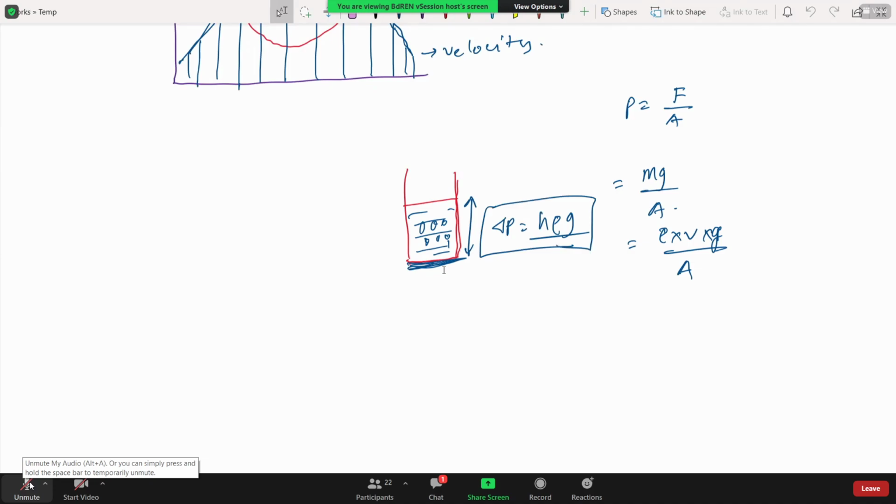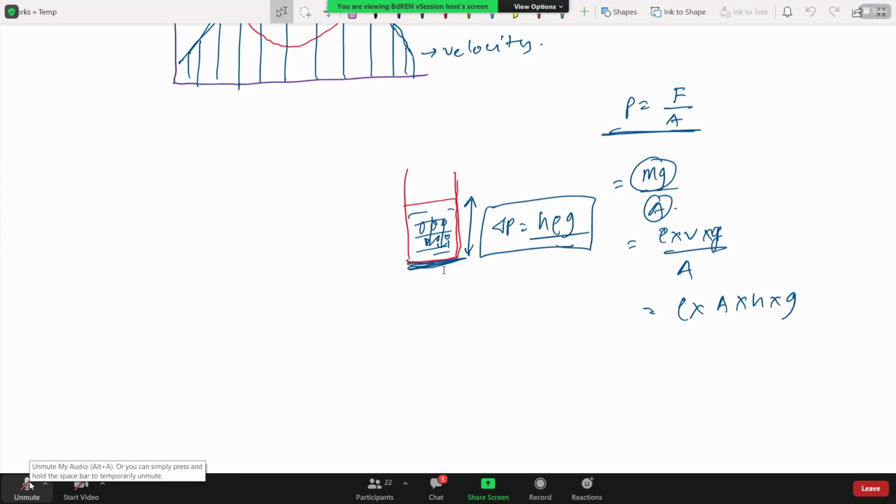So pressure equals force per unit area. Force is what? The weight of this particle. The weight of this particle is mg, and area is area. So what is mass? Mass is density into volume into g divided by area. Rho into what is volume? Volume is A into H, area into height, into g divided by area. So what do we get? Rho g h. Clear, everyone? Yes, sir. So rho g h.